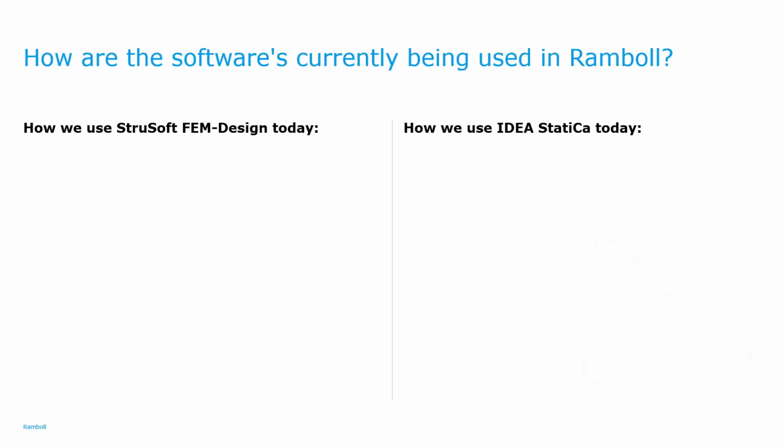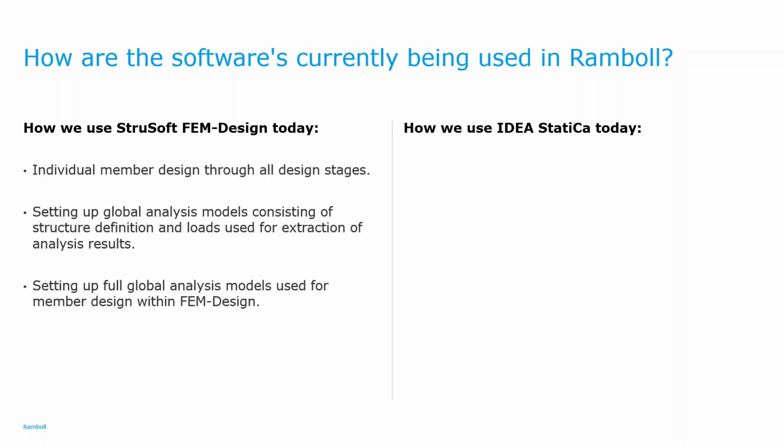I wanted to start off with just explaining how we in Ramboll use FEM-Design today, and then afterwards how we use IDEA StatiCa. If we start off with FEM-Design, you'll see situations where we just model 1D members, do the design check, move on, or 2D frames, whatever. But we'll also use it for larger models where we extract the analysis results and use that in various types of verifications, etc. And finally, of course, we'll also have these big models where we use the true power of FEM-Design and do the design within the software itself.